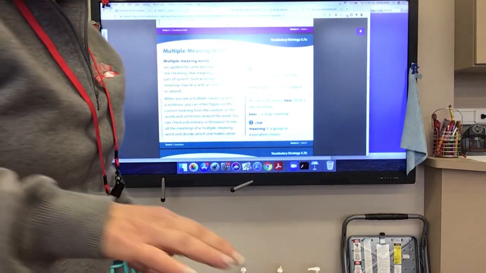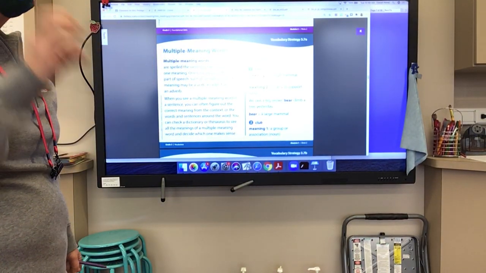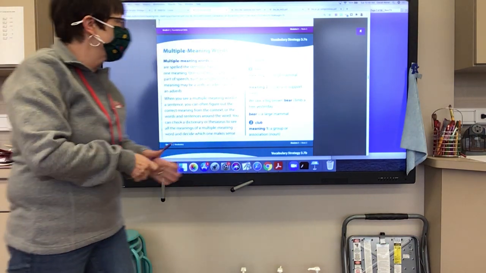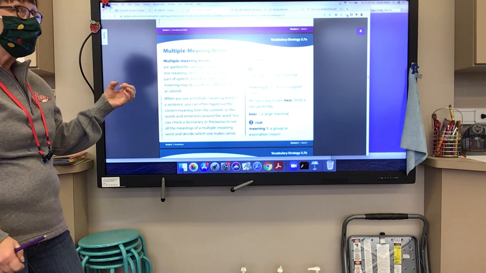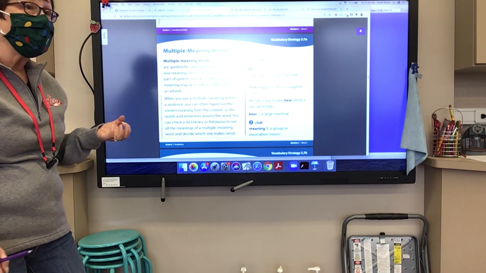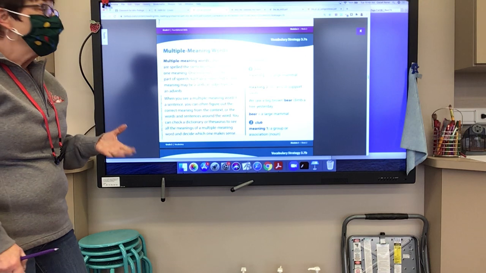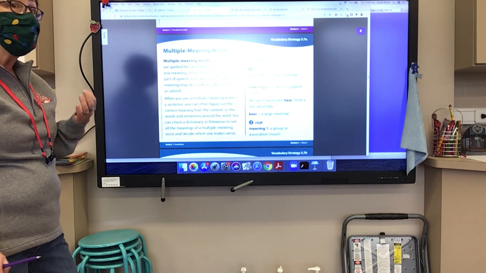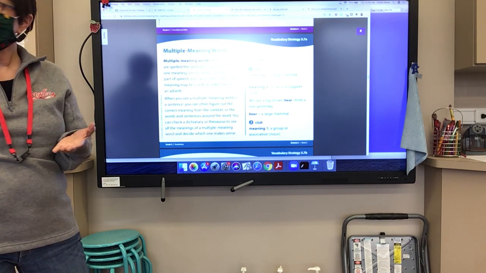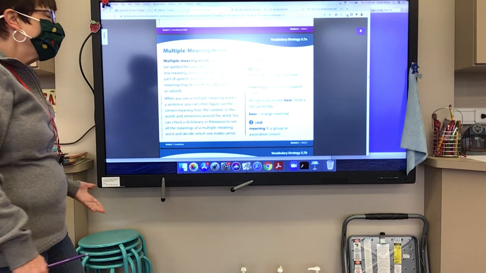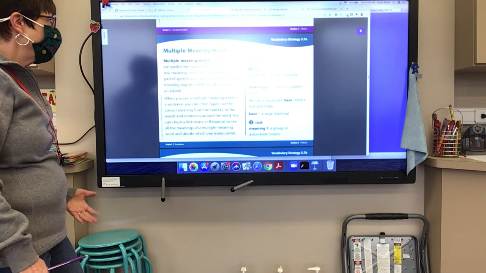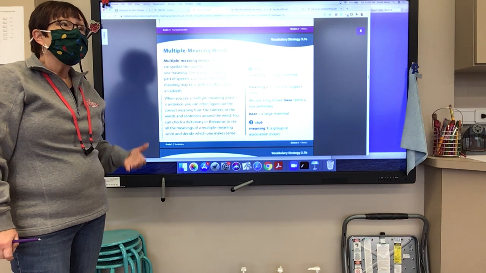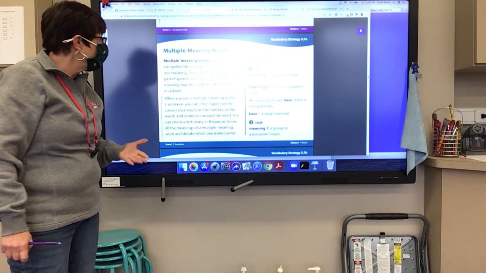So, we are talking about multiple meaning words. There are so many words that are multiple meaning words. Multiple meaning words are words that are spelled the same, but have more than one meaning. One meaning may be for one part of speech, such as a noun, and another may be a verb, an adjective, or an adverb. Now, how do we figure out what meaning we're looking for?